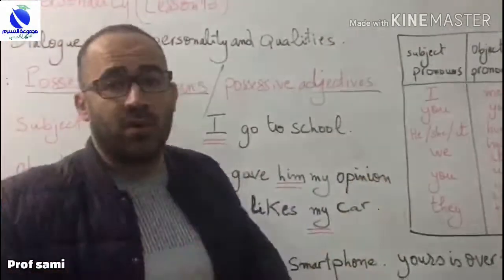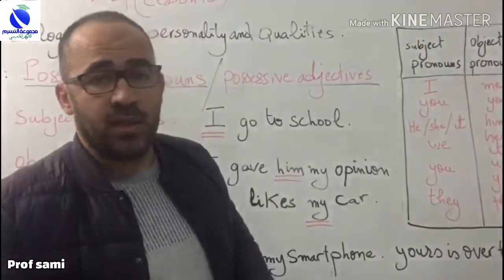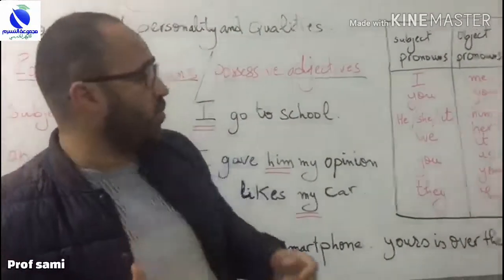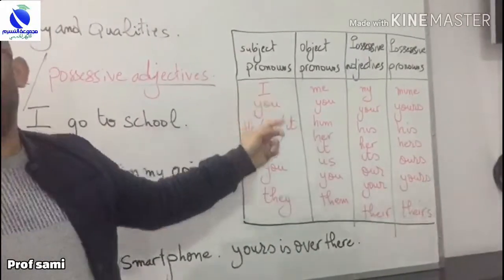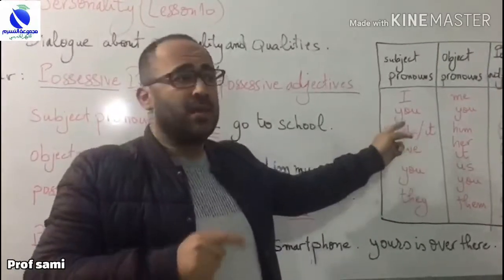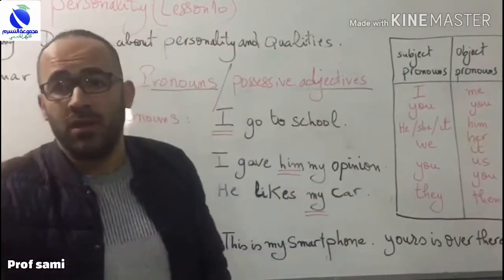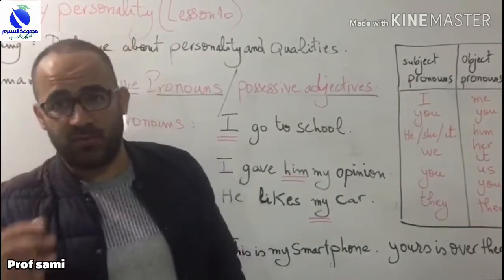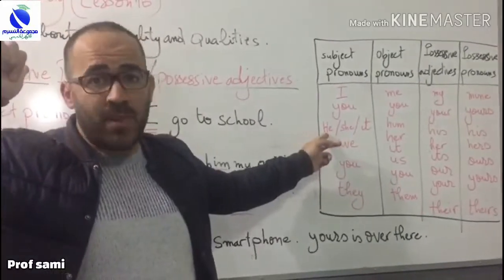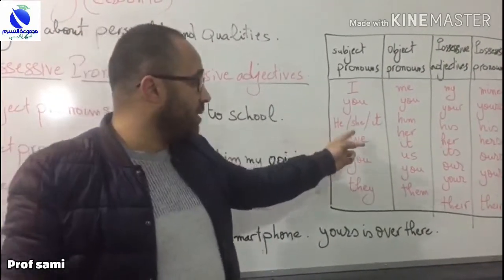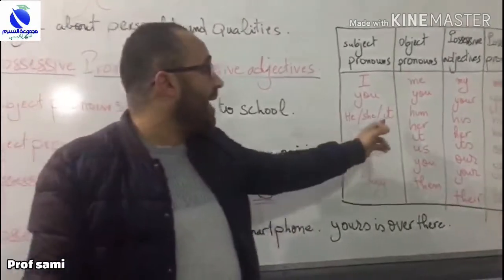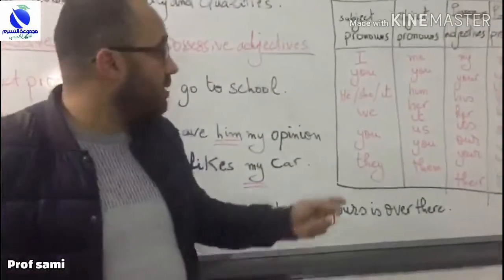If I want to express something or talk about myself, I use my pronoun, which is I. For someone who is in front of me, I can say you. He, for a man or a boy who is absent. She, for a girl or a woman who is absent. It, for animals and objects.